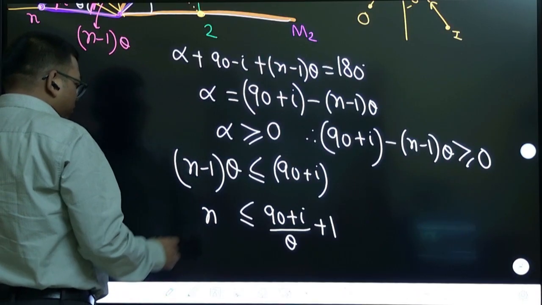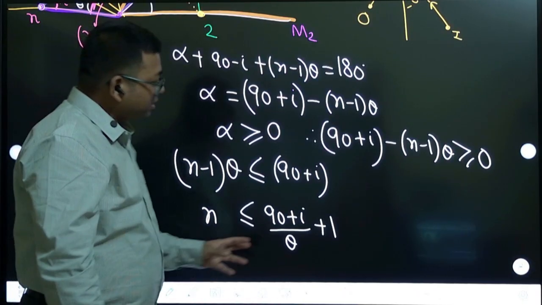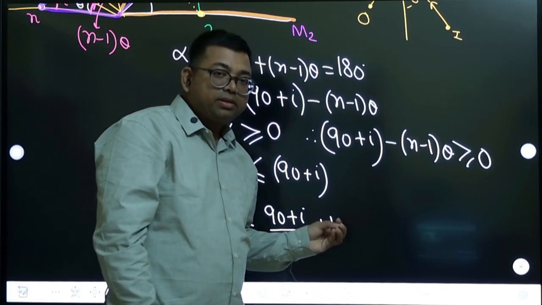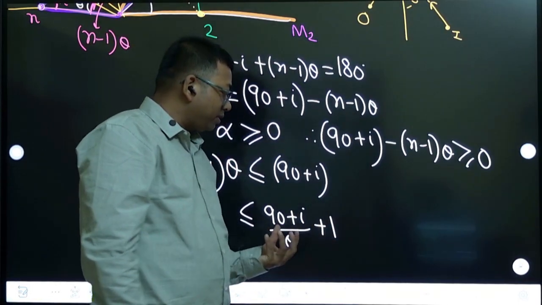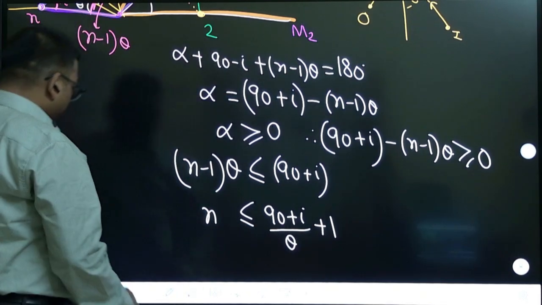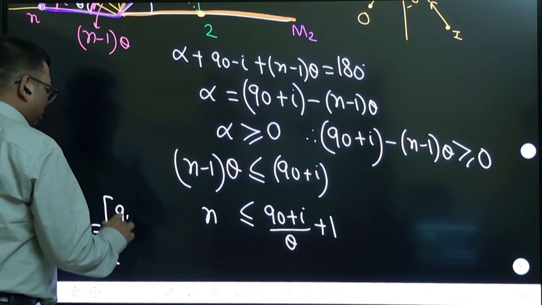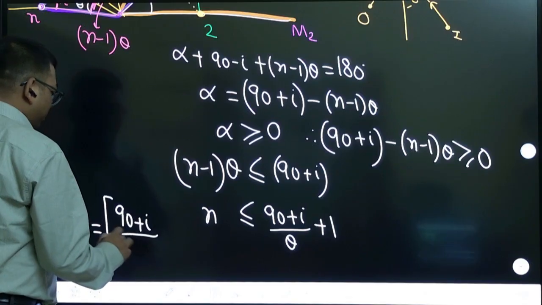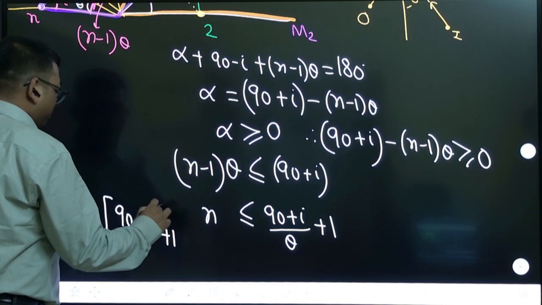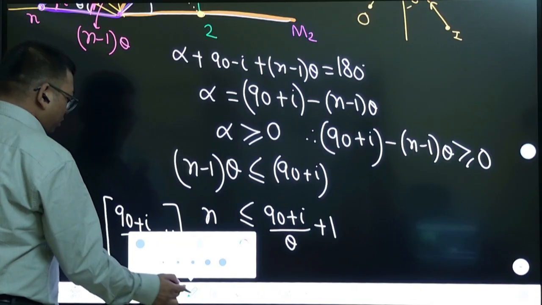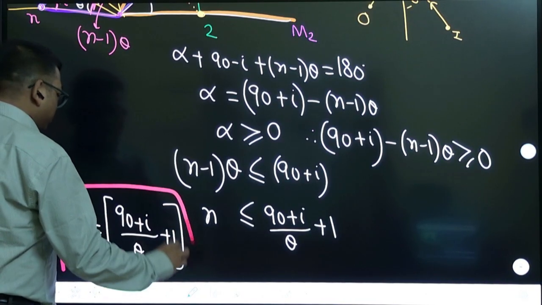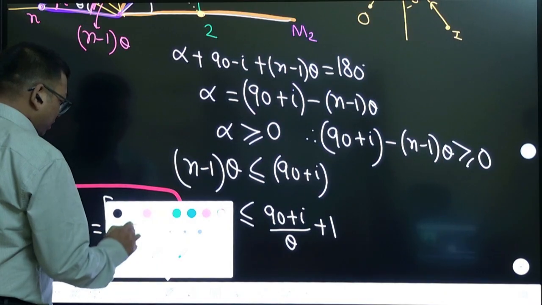Now note that suppose, for example, this comes as 25.3. So you have to take only 25, because you have to take an integer. So this n will be the greatest integer function of (90 plus I) by theta plus 1. This formula is a very important formula, this is the maximum number of reflections.